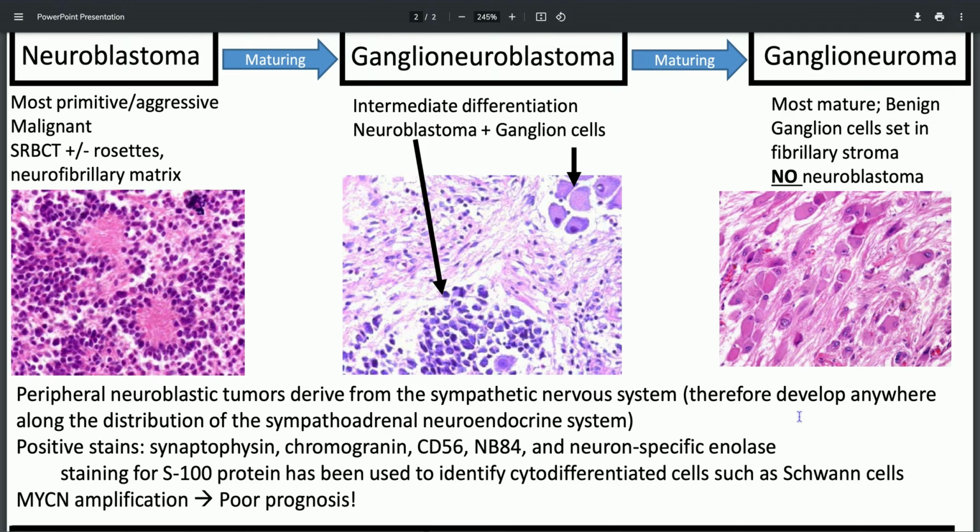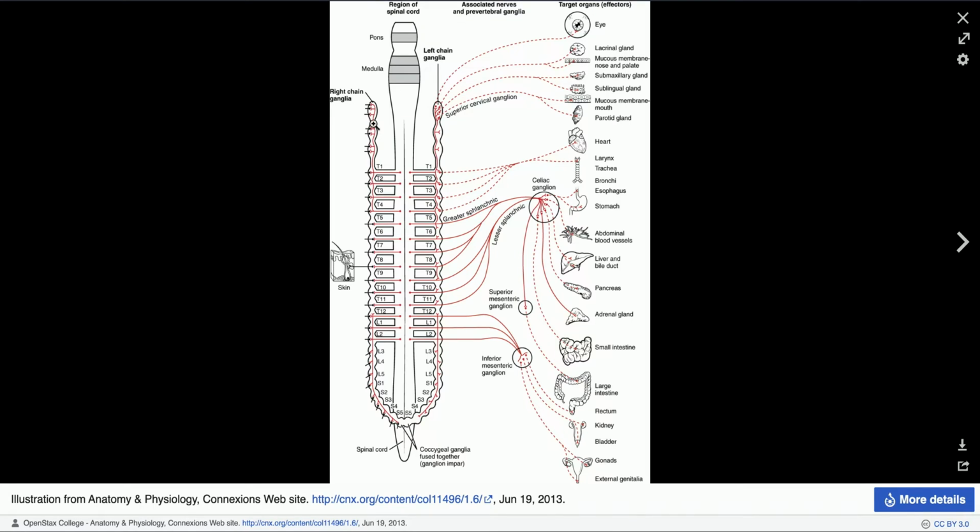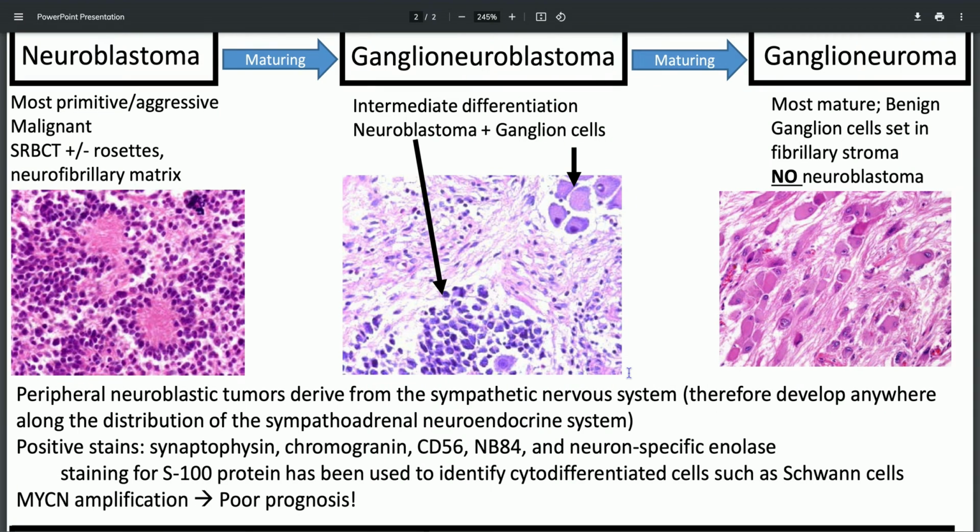So neuroblastomas arise from the sympathetic nervous system, so it can arise anywhere here. And IHC, it'll stain for synaptophysin, chromogranin, CD56, MB84, and NSE, or neuron-specific enolase. You can stain for S100 to identify differentiated cells like Schwann cells. And you want to test for MYCN amplification, because if you do have that, that is a poorer prognosis.